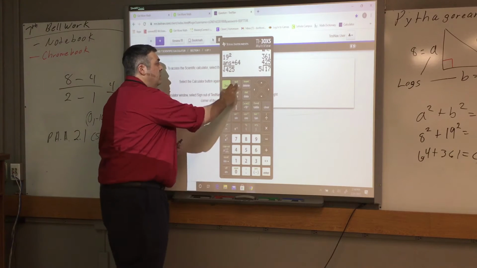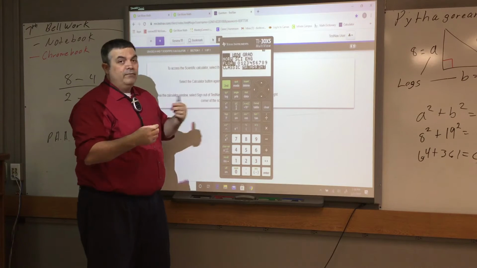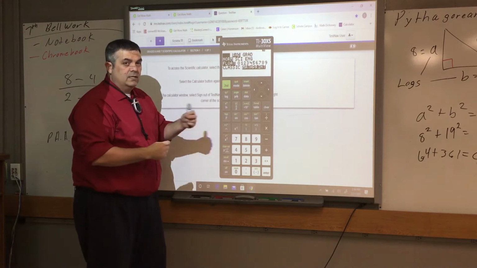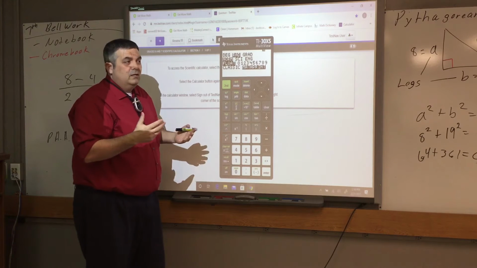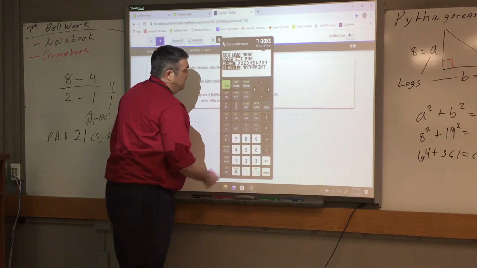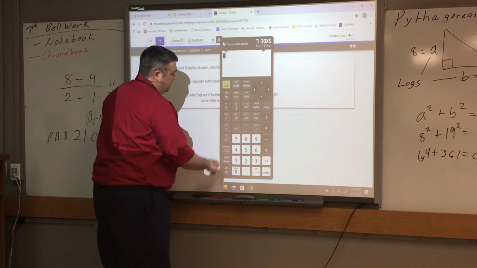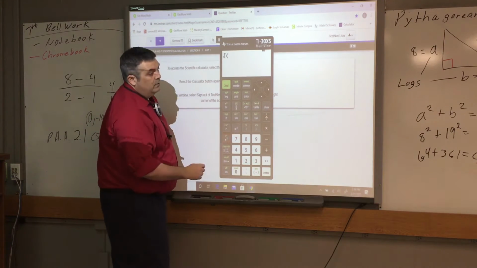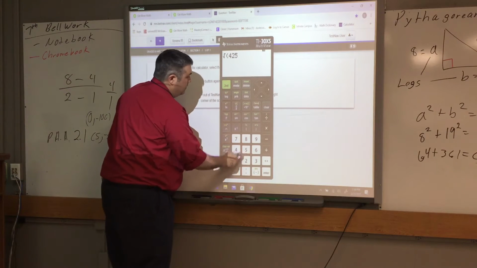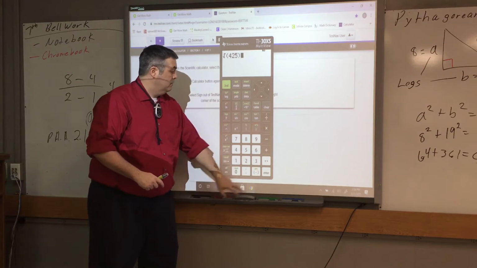So I'm going to go into mode and change it to classic mode. We have to be able to go from MathPrint to Classic and back again without any problems. So I'm going to come down here to Classic and hit enter. I'm going to clear out, and then do it again: second, square root of 425. I close the parentheses and hit enter.